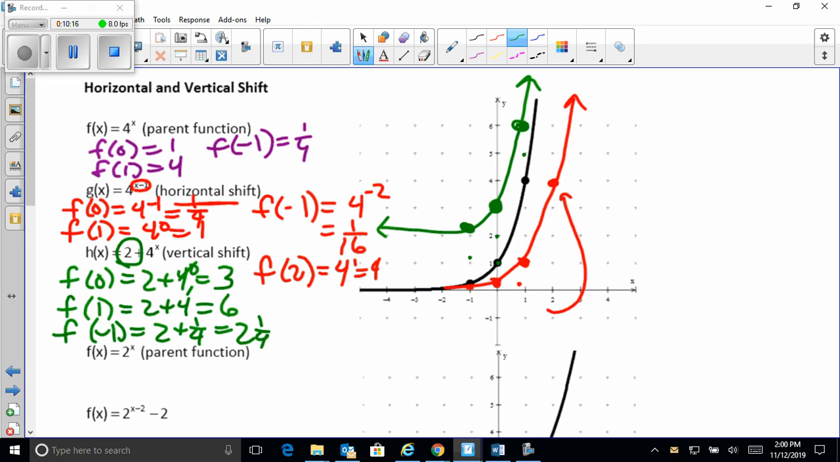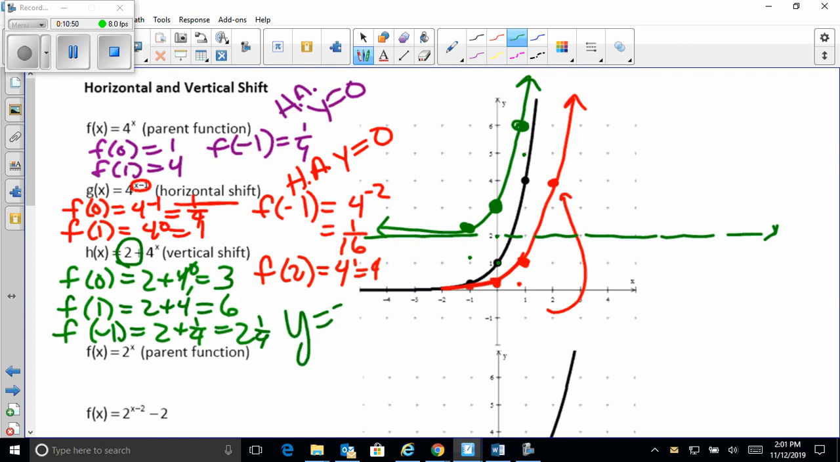Something here to note though, looking at my parent function, the horizontal asymptote was the x-axis, y equals 0. For the second one, with our horizontal shift, we can still see it's the same thing. The horizontal asymptote is our x-axis, which is y equals 0. But with the vertical shift, which makes sense, because if you're shifting the whole thing up or down, that asymptote is also going to change. So here it's right here.